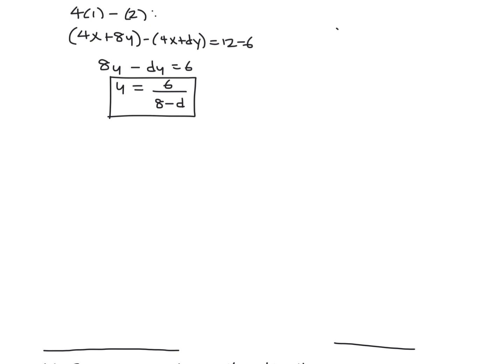So that means that 8 minus d can be either plus or minus 6, plus or minus 3, plus or minus 2, or plus or minus 1. I believe those are 8 possibilities. So this is just a bunch of time-consuming stuff. So for example, 8 minus d, if it equaled 6, that means d would be... what would be d? d would be 2, right? So if d is 2, then we plug it into here, and then we get y is equal to 6 over 6, so y is 1.